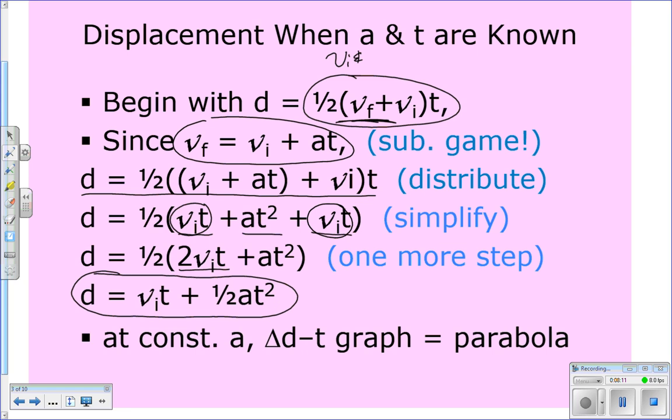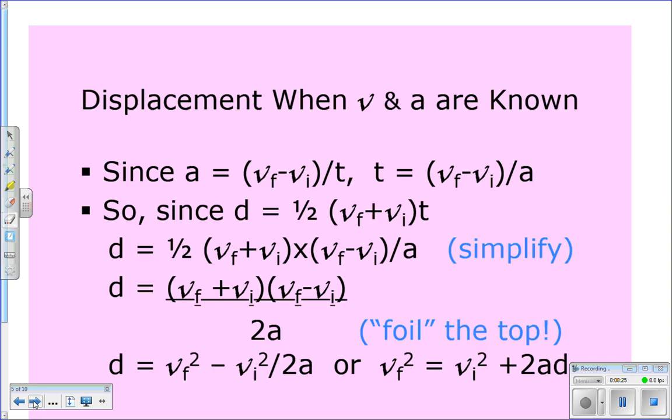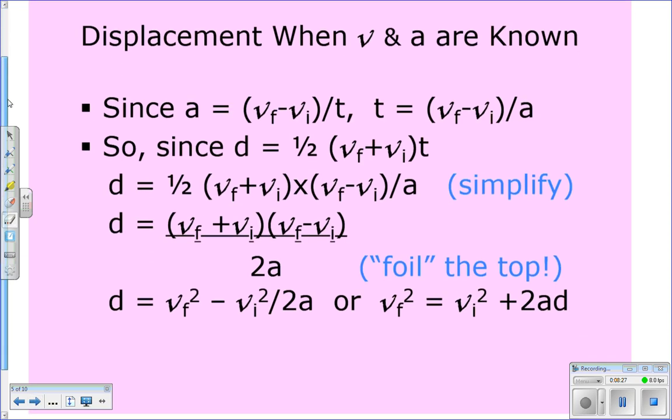This last little thing just says that at a constant acceleration, a displacement time graph shows a parabolic curve. That was just kind of in that spot in the book, so I threw it into the notes. Again, we'll save example problems for class time.